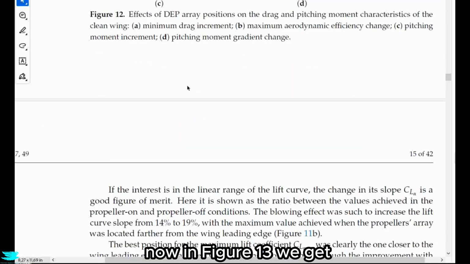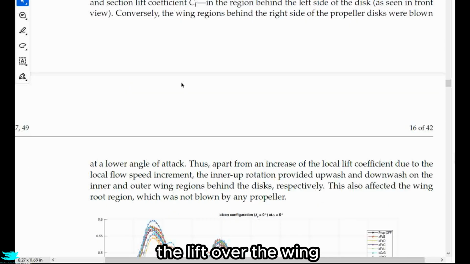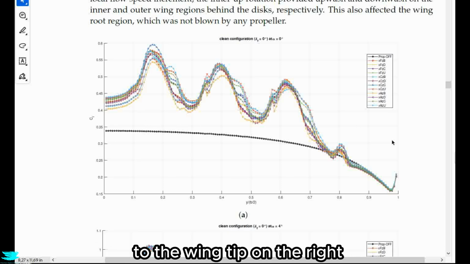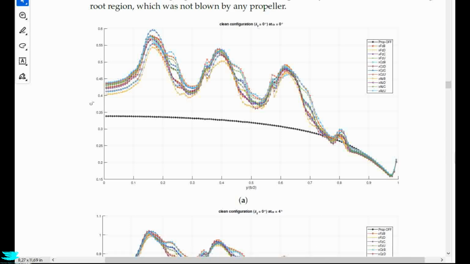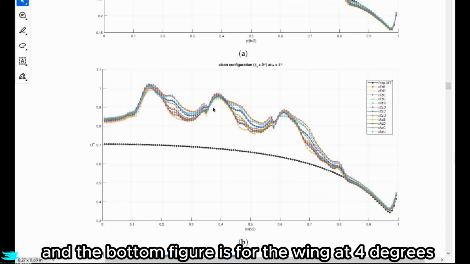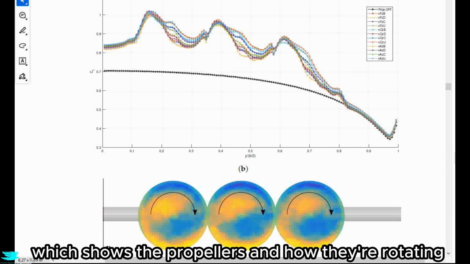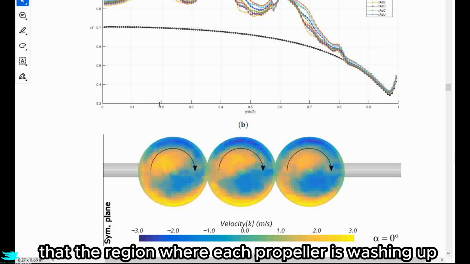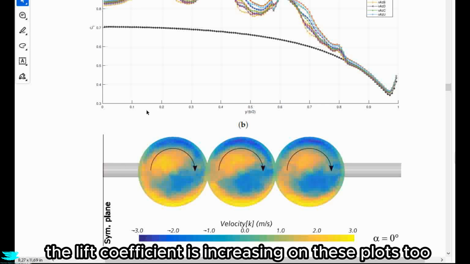Now in figure 13, we get a really cool distribution of the lift coefficient over the wing. As you can see over the wing here, going from the root on the left to the wingtip on the right. And remember that this is for the flap at 0 degree deflection. The top figure is for the wing at 0 degrees, and the bottom figure is for the wing at 4 degrees. And then we can line these up with the bottom figure here, which shows the propellers and how they're rotating. And it is immediately clear that in the region where each propeller is washing up, so the yellow parts here, the lift coefficient is increasing on these plots too.